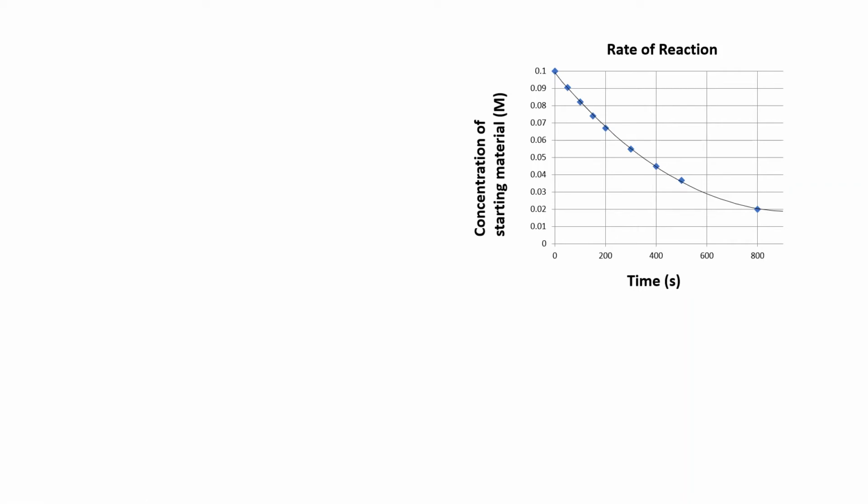So what is the rate of this? What is the rate at some time? If we know that the rate is changing, we can't just say, what's the rate of this reaction? That doesn't really make any sense because the rate of the reaction is going to be different depending on how much of our starting material is left. And so what we do is we make a tangent line.